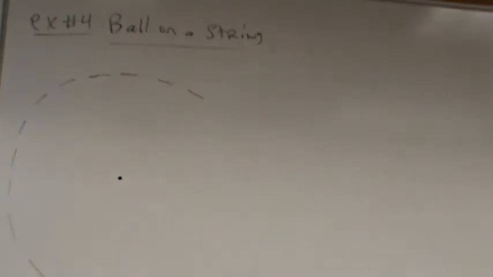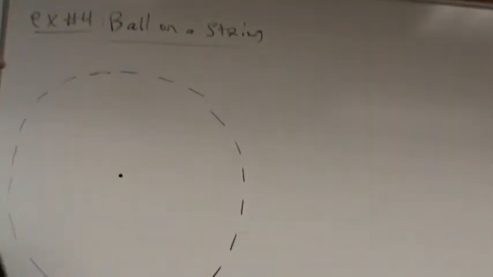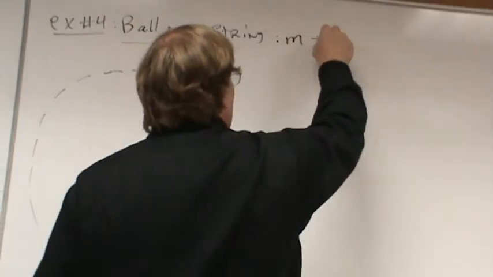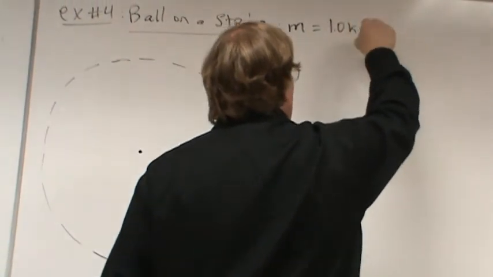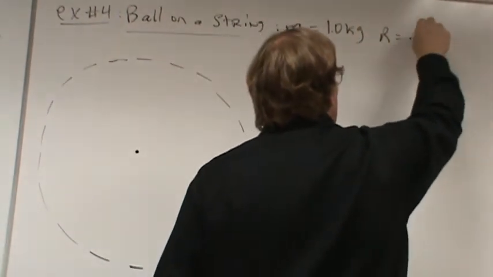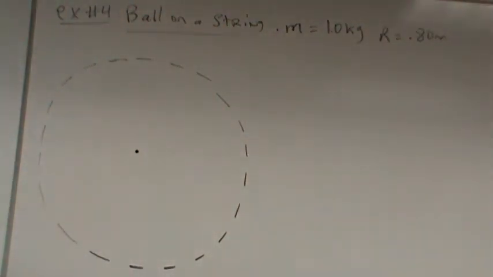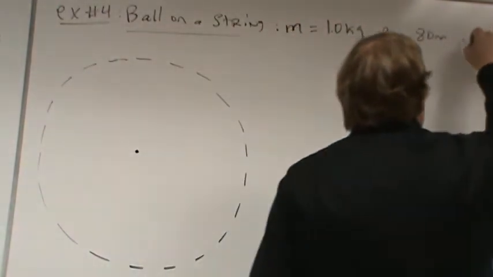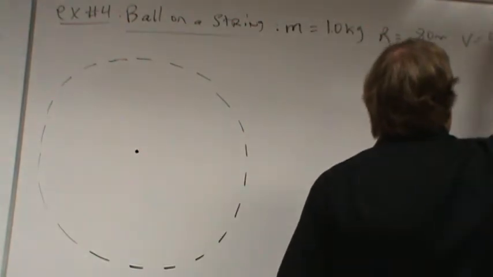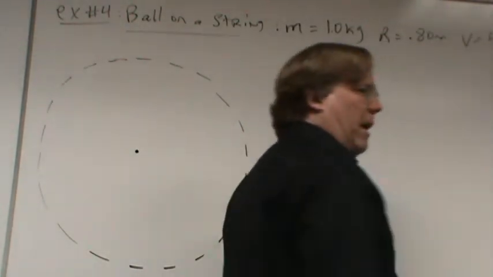Imagine I've got a ball on a string and it's moving around. The mass of the ball is 1.0 kilograms. The length of the string is 0.80 meters, meaning that's the radius of the circle that the ball is going in. The speed of the ball, I'm keeping it at a constant 5 meters per second the entire time.